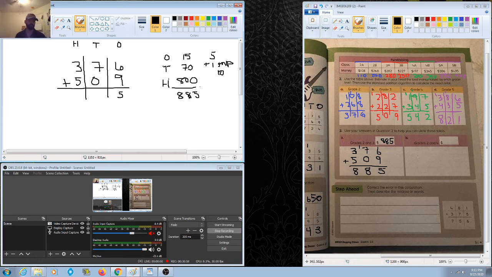Alright, let's look at part B here. So grades 2 and 4. Grade 2 was 376, and 4th grade was 542. Alright, so let's go ahead and take the sum here. So 6 plus 2 is 8, so there's only 8 ones, so we don't have to carry because that's a single digit, so we don't have to worry about carrying in this case because there's only 8 ones.